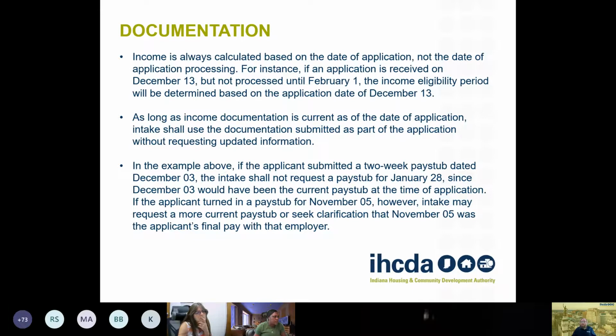Income is always calculated based on the date of application, not the date of application processing. For instance, if an application is received on December 13th, but is not processed until February 1st, then remember that the income eligibility period will be determined based on that application date of December 13th. As long as income documentation is current as of the date of application, intake shall use the documentation submitted as part of the application without requesting updated information.